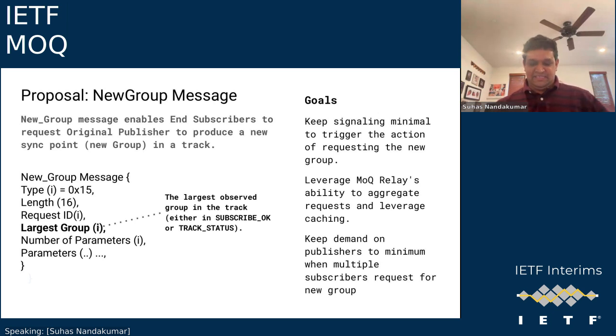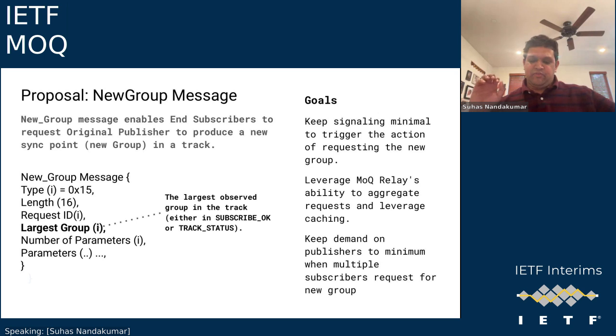This reflects the current understanding of the largest group from the end subscriber's perspective. This message is basically saying to the relay network: this is the most recent group I've observed, but I'm not able to use this group for the reasons I mentioned earlier. So I would like the original publisher to start a new sync point for me or start a new group, and that's how the protocol triggers.